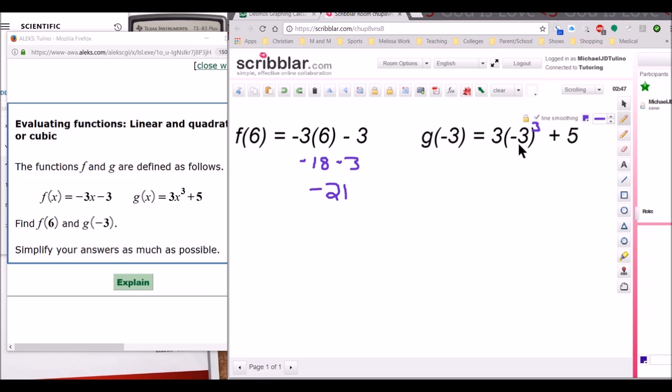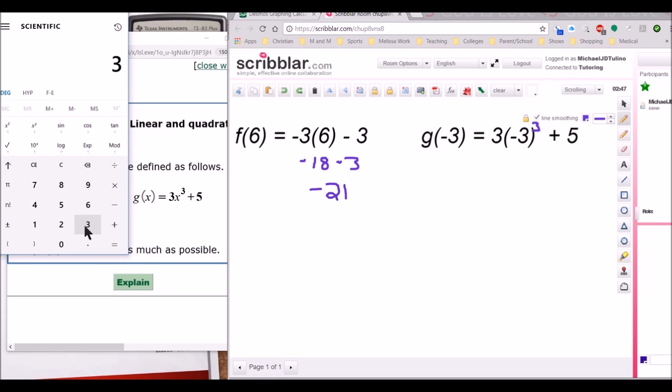Over here, -3 to the third power. Oh, let's make sure we don't forget this here. So 3 negative. Now, again, just get in the habit of doing parentheses just in case, depending on which calculator you're using, to the third power. And then times 3. So we're at -81. But this time we're adding 5. So we add 5 here, and we result in -76.